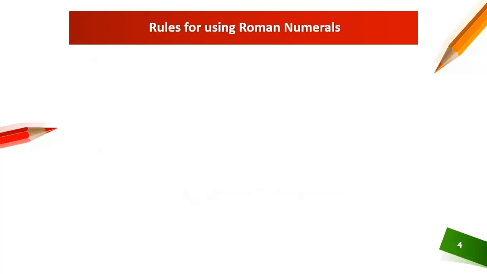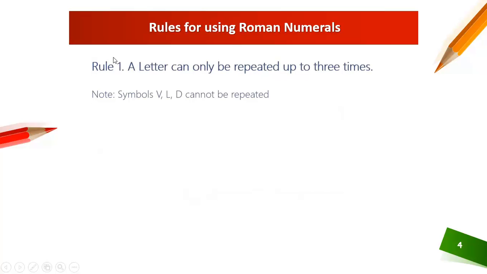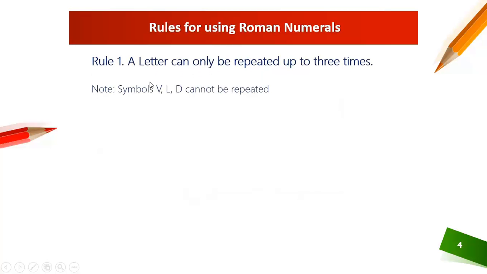There are certain rules for Roman numerals. Before we start with the rules, we must remember that there is no Roman numeral for 0 in the system, nor does it follow the place value system. The first rule says a letter can only be repeated up to 3 times. And the point to be noted here is the symbols or the letters V, L, and D cannot be repeated.